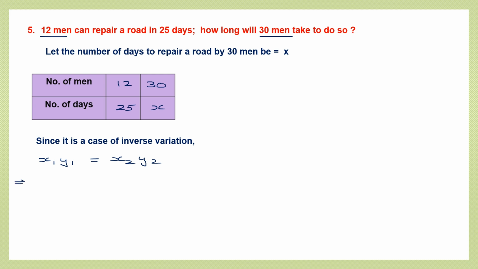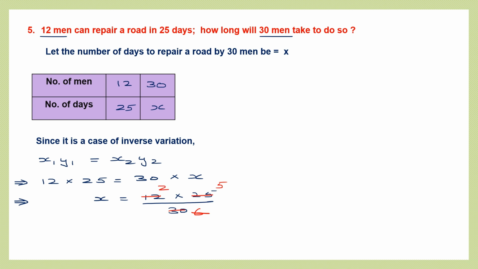So let's work this out. So x1 is 12, y1 is 25, x2 is 30, and y2 is x. Now let's find the value of x. 12 into 25 divided by 30. Cancel what we can here. Let's cancel 25 and 30: 5 fives and 5 sixes. We can cancel 6 and 12: 6 twos are 12. Now multiply the numerators.